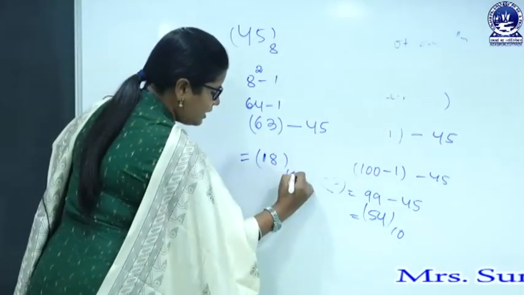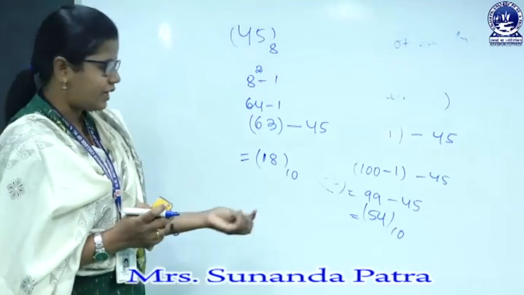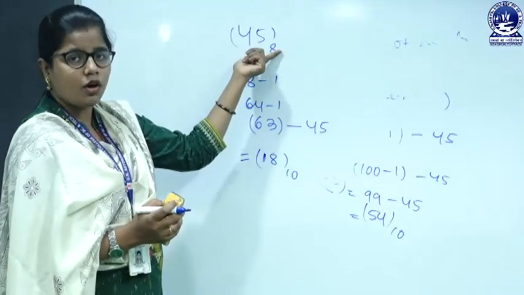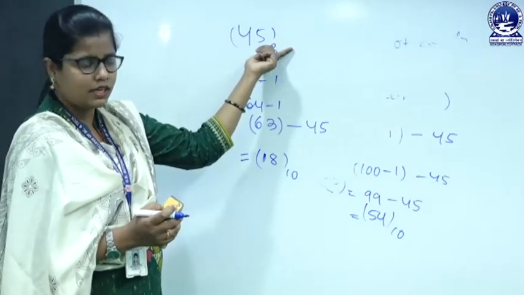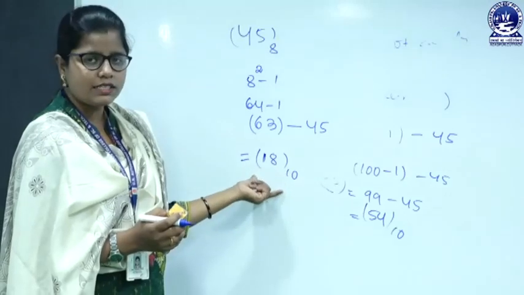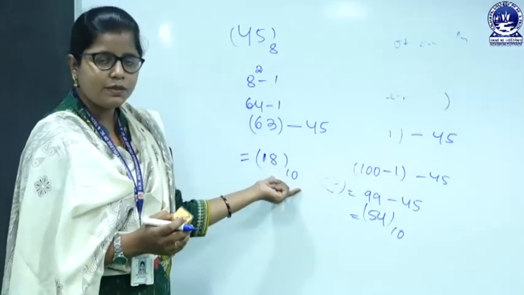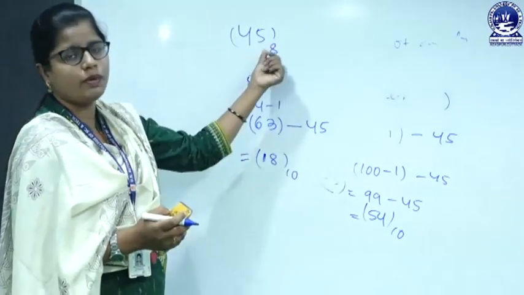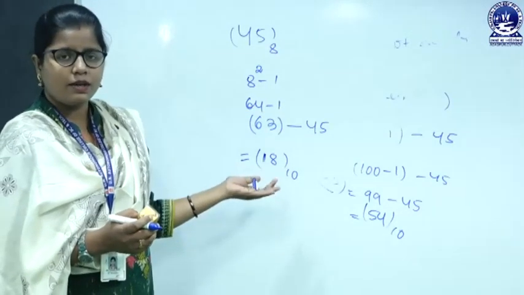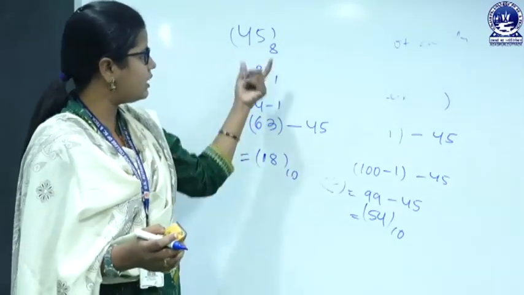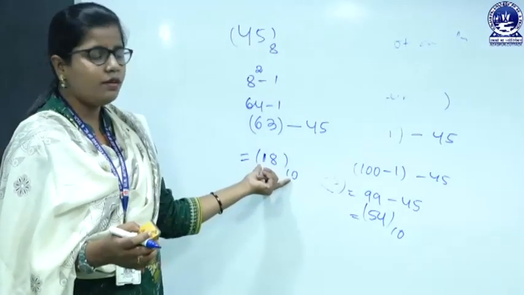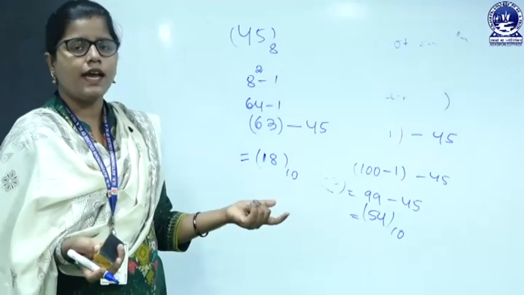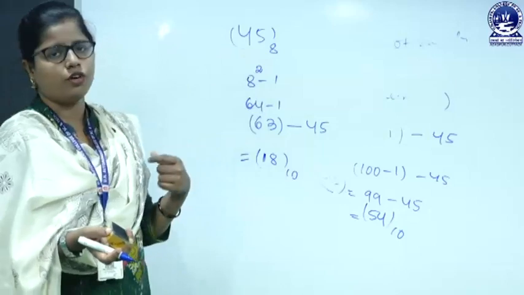So 18 is in base 10. Now we have to convert this 18 into octal, because the question is given in octal, 45 base 8. Here we are getting the result 18 as a decimal, that means the base is 10. Now we need to convert this base 10 into base 8. I know you have already practiced how to convert base 10 into another base. So 18 base 10 will be converted into base 8, and the result will be treated as the complement of 45.